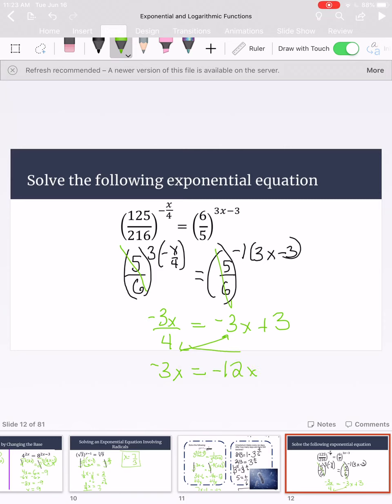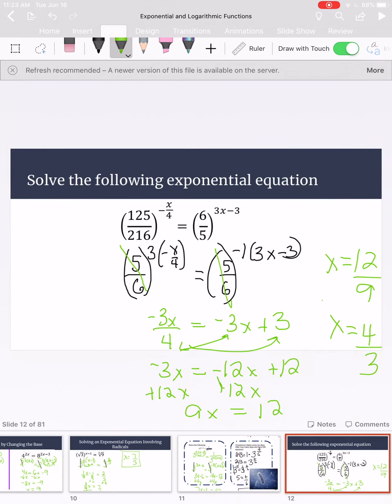So I'll have to multiply both sides by 4. And then I'll collect like terms. So I'm going to add the 12x over. So -3x plus 12x is 9x equals 12. And then I have to divide by 9, and I end up with 12 over 9, which is the same as 4 over 3.